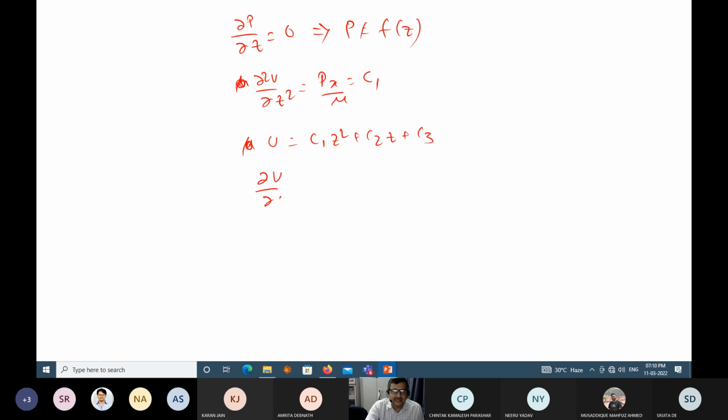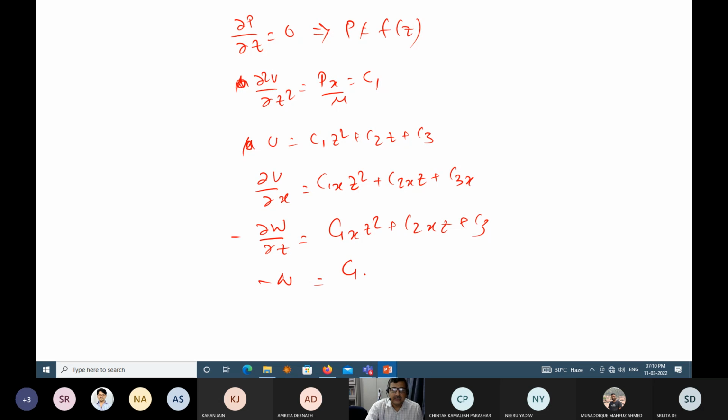Now what is del u by del x? C is a function of x. C is not a function of z, but c is a function of x. So it will become c1x z square plus c2x z plus c3x, right? Now this is equal to what? Minus del w by del z, enforcing continuity, c1x z square plus c2x z plus c3x. So what is w? Minus w is equal to c1x z cubed by 3 plus c2x z square by 2 plus c3x z plus c4.